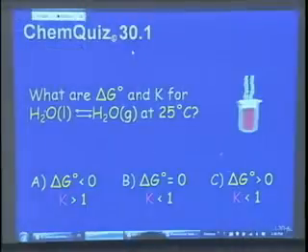So why don't you think about this now? Is this a spontaneous reaction at 25 degrees? And what would delta G naught be if it's 1 atmosphere? You have 1 atmosphere of steam at 25 degrees. Would it make more steam, or would the steam condense into water? That's the question you have to ask yourself, okay?